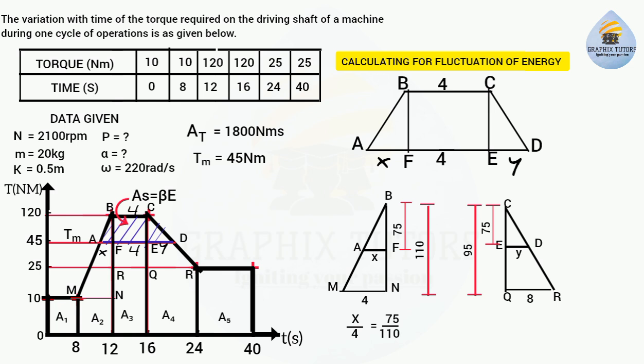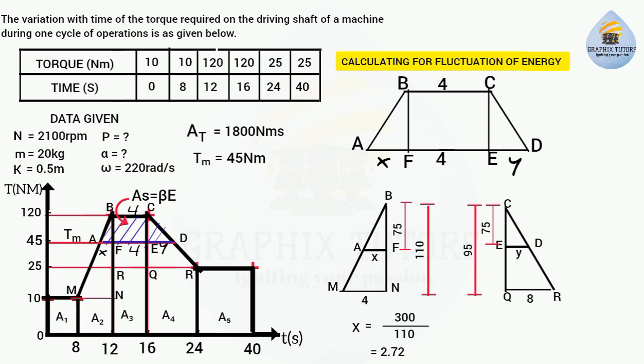The base of the smaller triangle over the base of the bigger triangle is equal to the height of the smaller triangle over the height of the bigger triangle. So if you make x the subject of the formula, my x will now be equal to 4 times 75, because the 4 is going up to multiply 75, all over 110. If you multiply 4 times 75, you'll have 300. And 300 divided by 110 will give us 2.72 meters. Are we together?